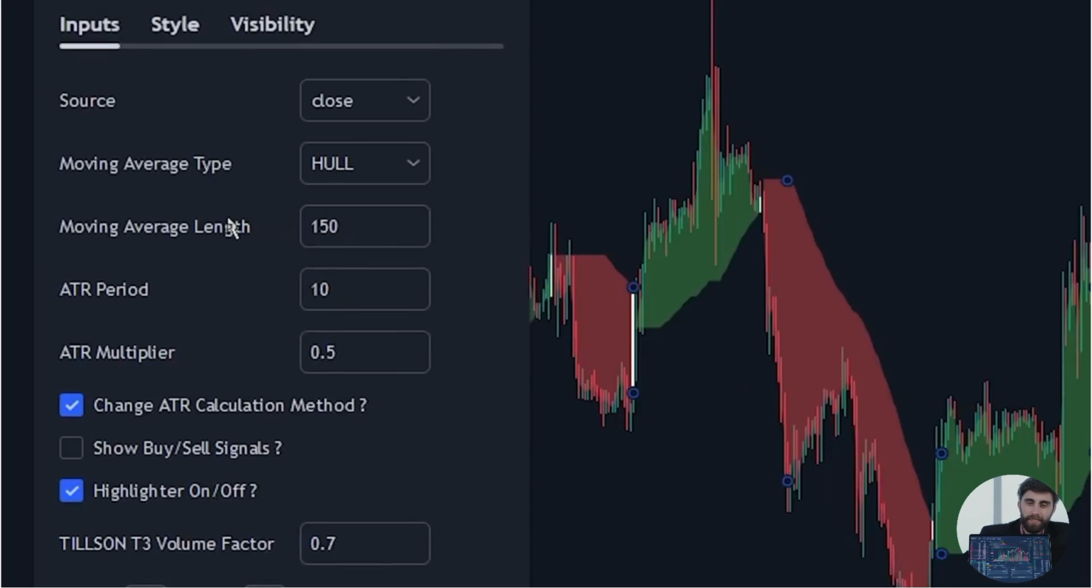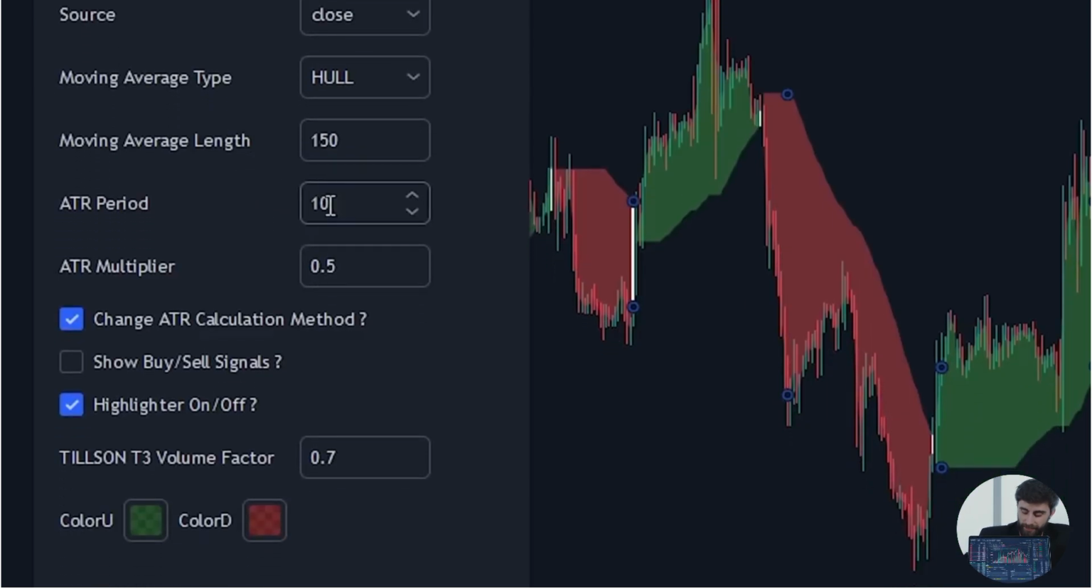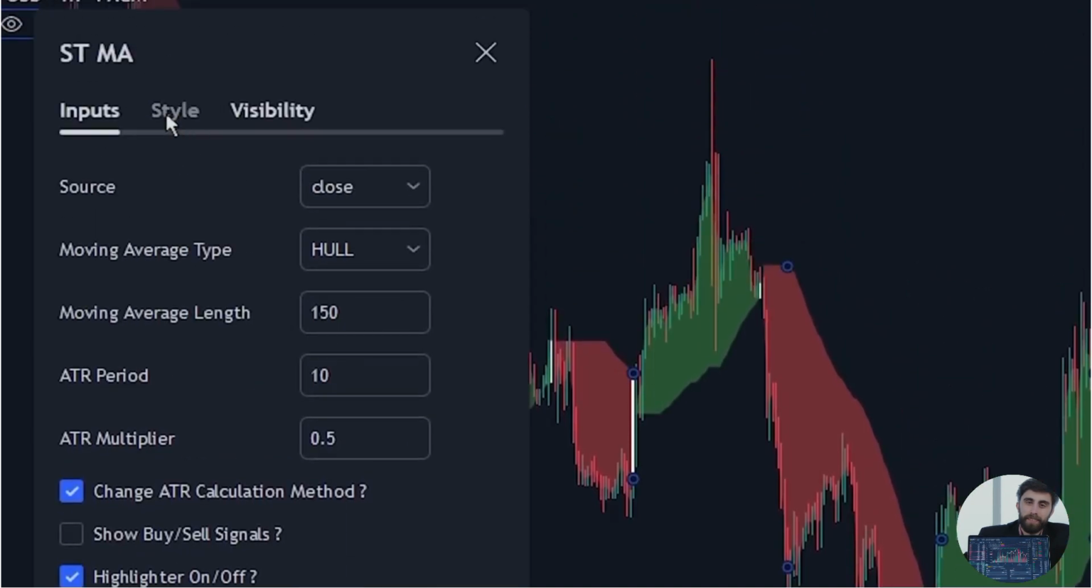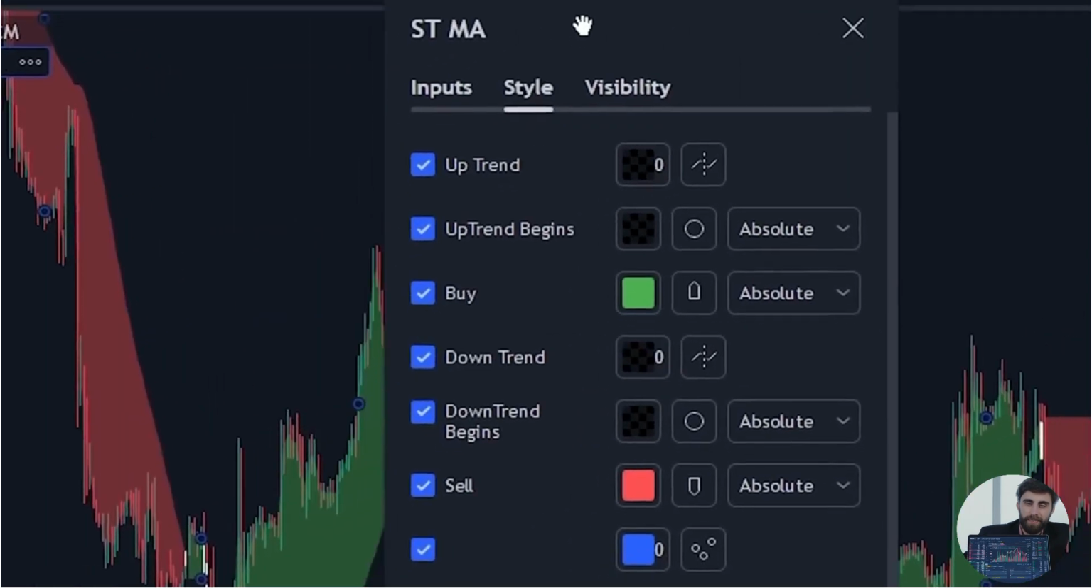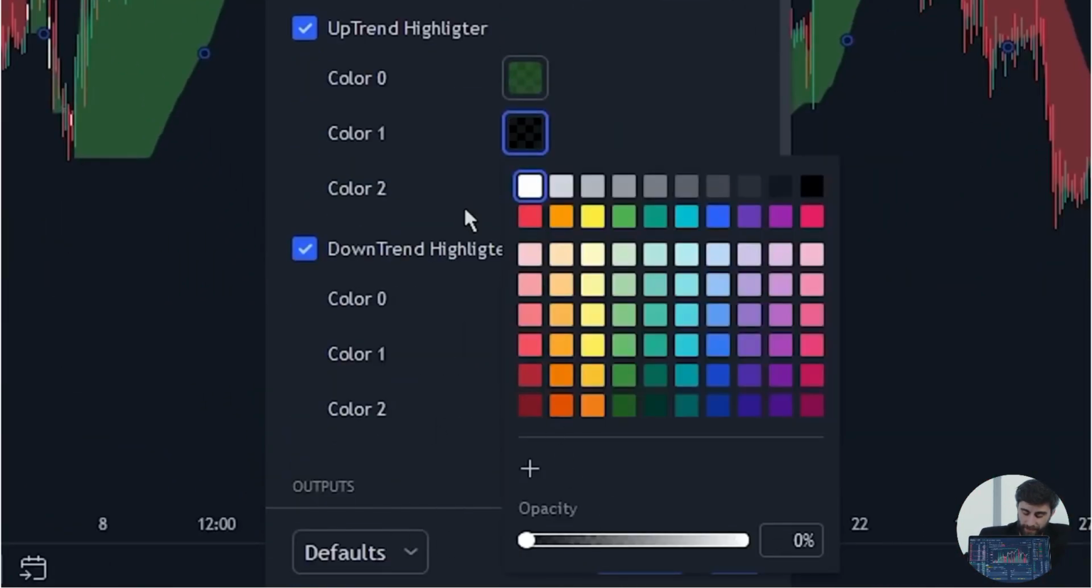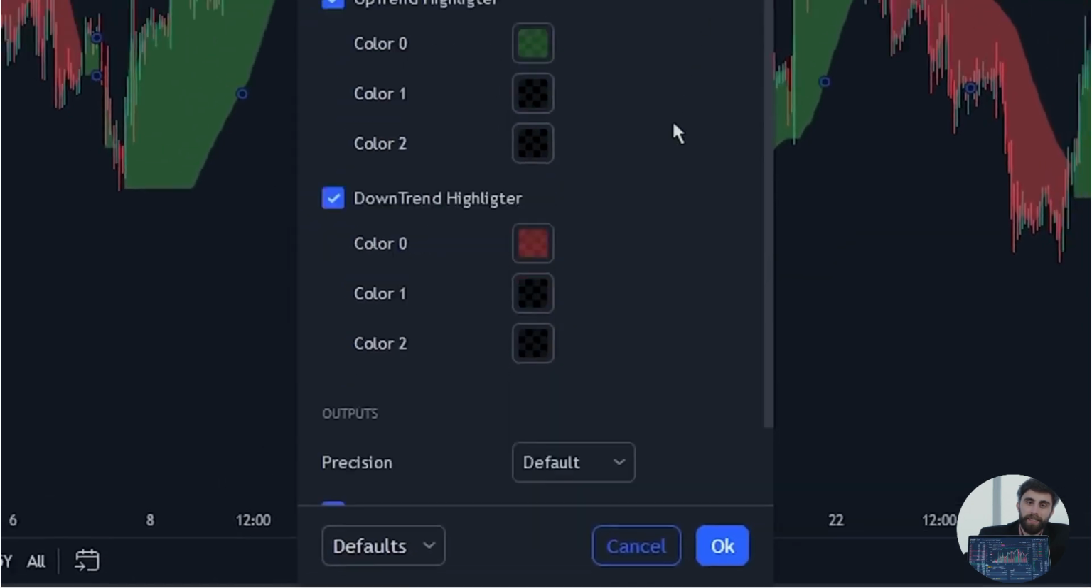The other settings that can be changed are for the ATR that is incorporated into the indicator and the time frame. We will be keeping all of these settings at default. Now click on the style settings of the indicator. Here we will be removing the white highlights that occur on trend changes. That was all that we needed to do.